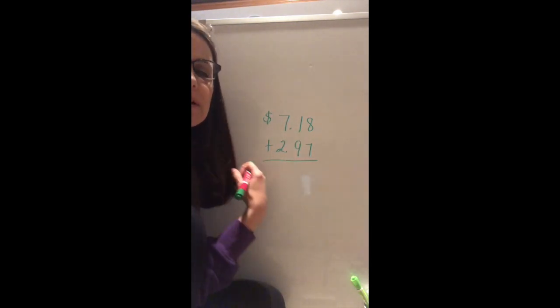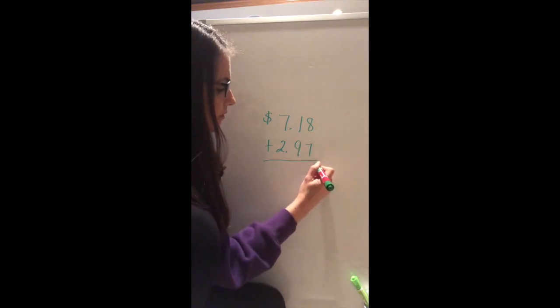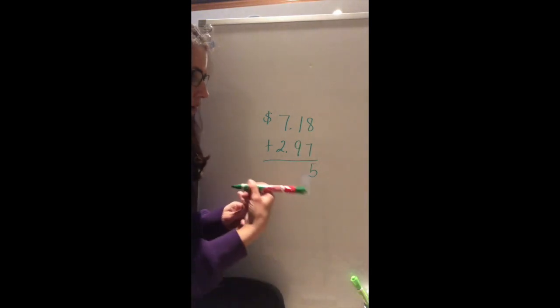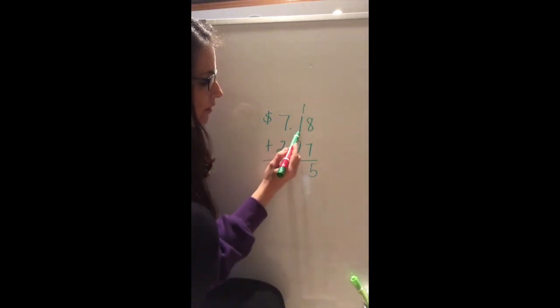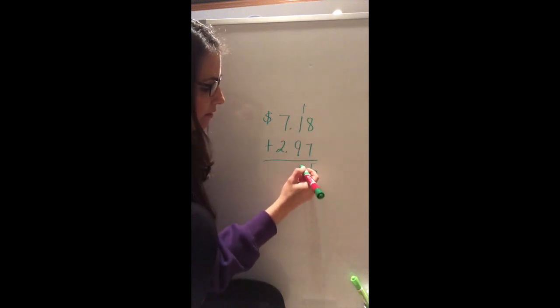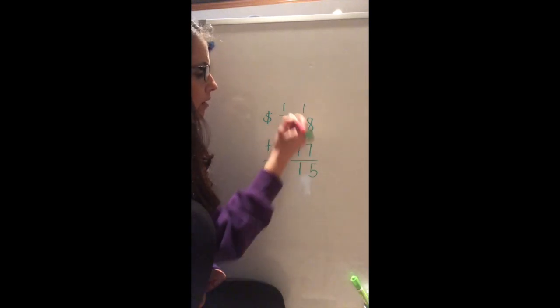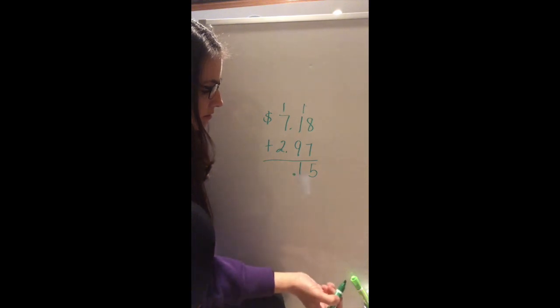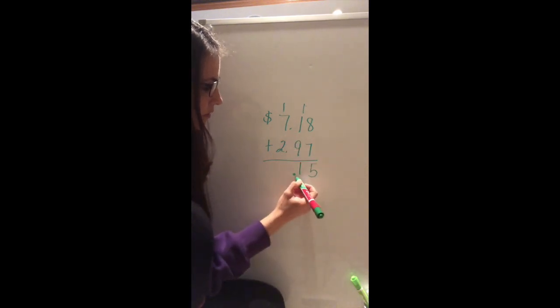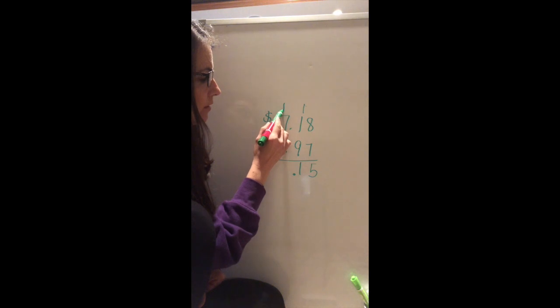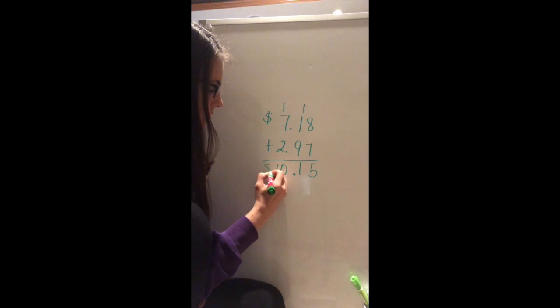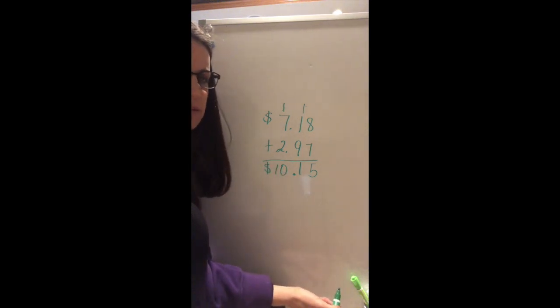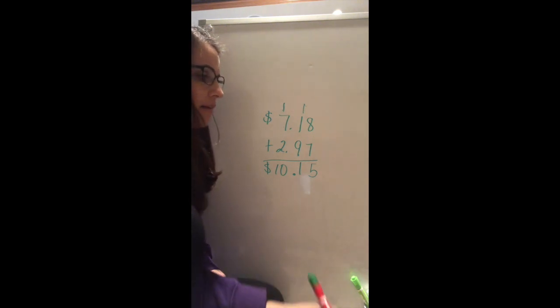All right, let's get started. 8 plus 7 equals 15. I'm going to put the 5 there and regroup the 10. 9 plus 1 is 10, plus 1 more is 11. We need to regroup that 1. Put that decimal point, bring that down. 7 plus 1 is 8. 8 plus 2 is 10. And bring down your dollar sign, and we got $10.15. All right, so that is how we add money.